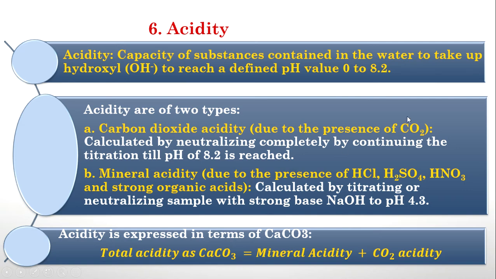Carbon dioxide acidity is due to the presence of carbon dioxide, and it can be neutralized by titration to a pH of 8.2. And mineral acidity is due to the presence of hydrochloric acid, sulfuric acid, nitric acid and other strong acids. And the total acidity on a calcium carbonate basis is equal to mineral acidity plus carbon dioxide acidity.